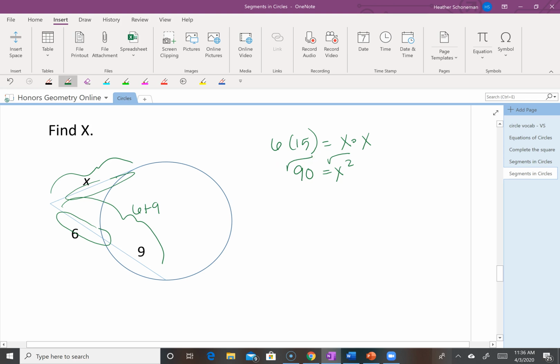And then to solve, I'm going to take the square root, and the directions say round to the nearest tenth, so x is just going to be 9.5.